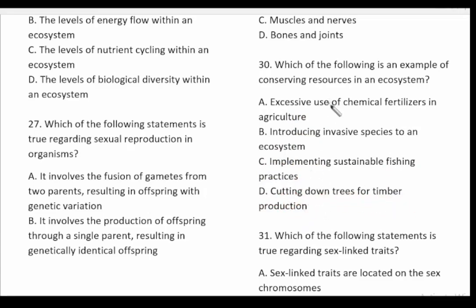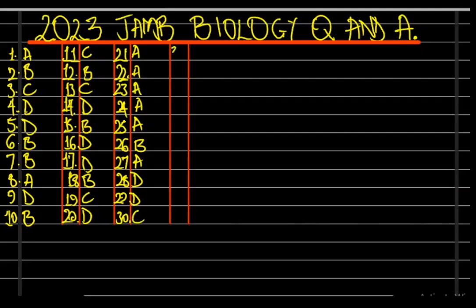When we look at all of the options, we notice that when we excessively use chemical fertilizers in agriculture, the fertilizers get used up. So that is not a system of conservation. Then introducing invasive species to an ecosystem can cause organisms to become extinct. So that is also not a conservative measure. When we look at cutting down trees for timber production, definitely there's going to be a reduction in the population of the trees in the forest. So that is also not a conservative measure. The answer there is option C, implementing sustainable fishing practices. They implement practices that will make sure that there is continuity in fishing. So that is the answer to question 30, option C. So we move to question 31.